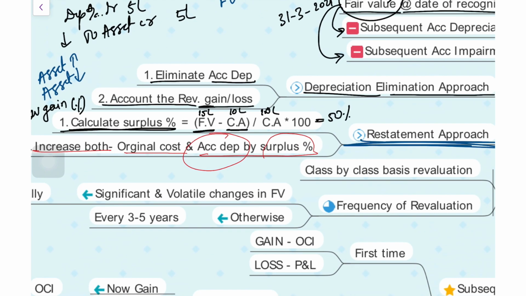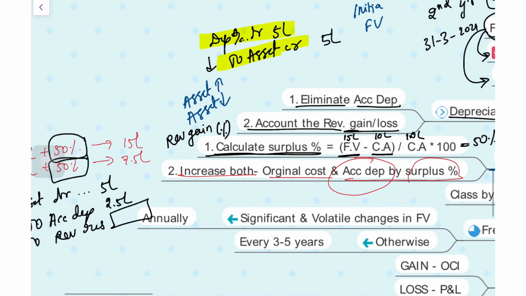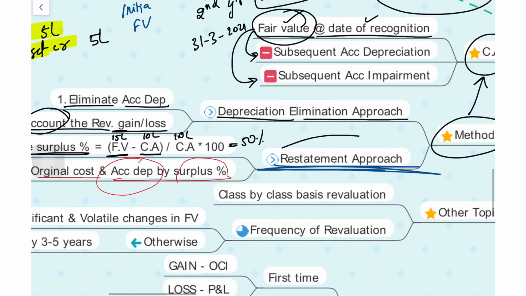Let me just take you through it again. If you are using the depreciation elimination approach, first eliminate the depreciation. Debit accumulated depreciation account, credit asset account, and eliminate the depreciation. Then account for the revaluation gain or loss. That means you will make an entry here. You will increase the asset cost. So debit the asset account, credit your revaluation gain, revaluation surplus or revaluation reserve account. That is how you will account for your revaluation gain. If you reverse this entry, you can account for your revaluation loss.